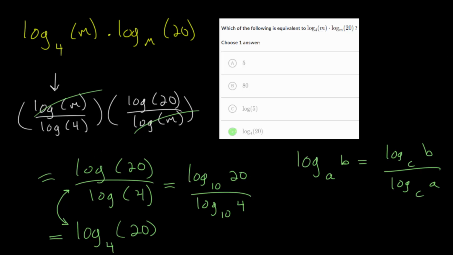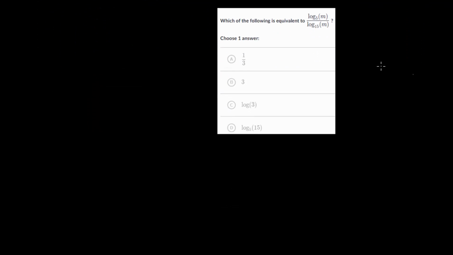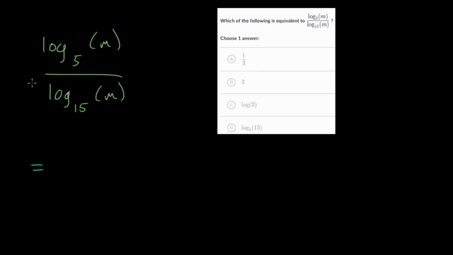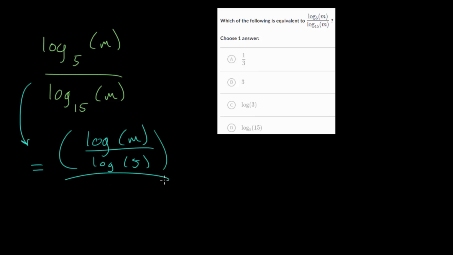So let's move on. We'll do another problem, and we'll apply the same method. So this one we have a quotient, log base 5 of m divided by log base 15 of m. And let's use the change of base rule for each of these. So this is equal to, in the top, let's use common log. We have log of m divided by log of 5. And in the bottom, we have log of m up top and log 15 for the denominator.